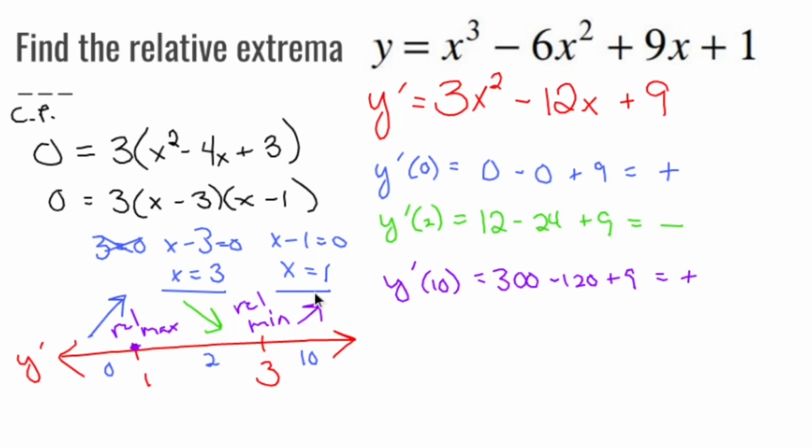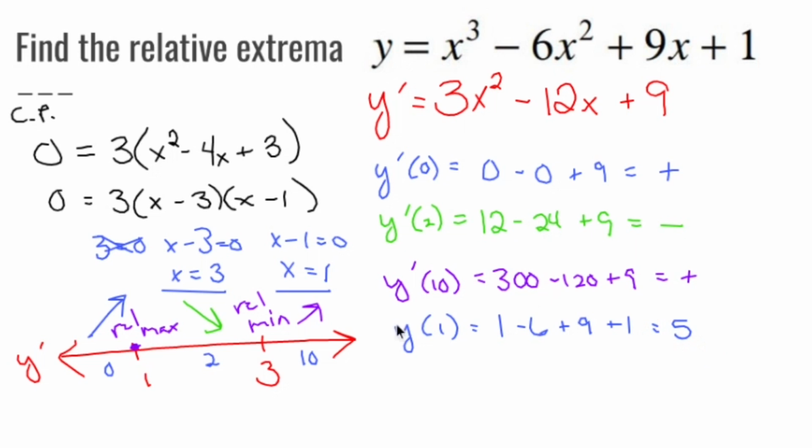Now, let's find the exact points. The way I find the exact points is I take those critical points that gave me a relative maximum or minimum, and I plug them into the original equation. So I'm going to plug 1 into the original equation. So y of 1 is going to equal 1 cubed, which is 1, minus 6 times 1 squared, which is minus 6, plus 9 times 1, which is 9, plus 1. So 1 minus 6 is negative 5. Negative 5 plus 9 is 4. 4 plus 1 is 5. So when I plugged 1 into the original equation, I got 5.